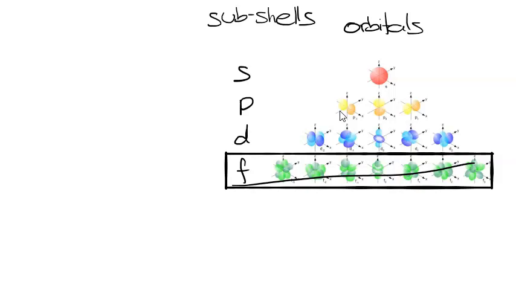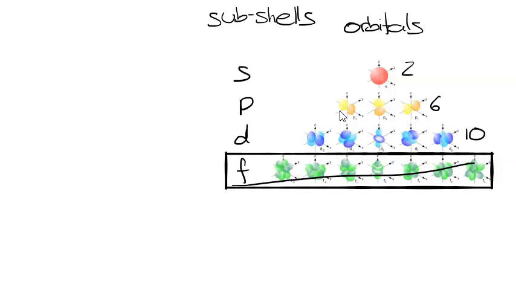So each of these orbitals can carry 2 electrons. So we can have 2 electrons within an S subshell. For a p subshell, because there's 3 orbitals within a p subshell, we can carry 6 electrons, and with d subshells, because there are 5 orbitals, we can carry 10 electrons in that.